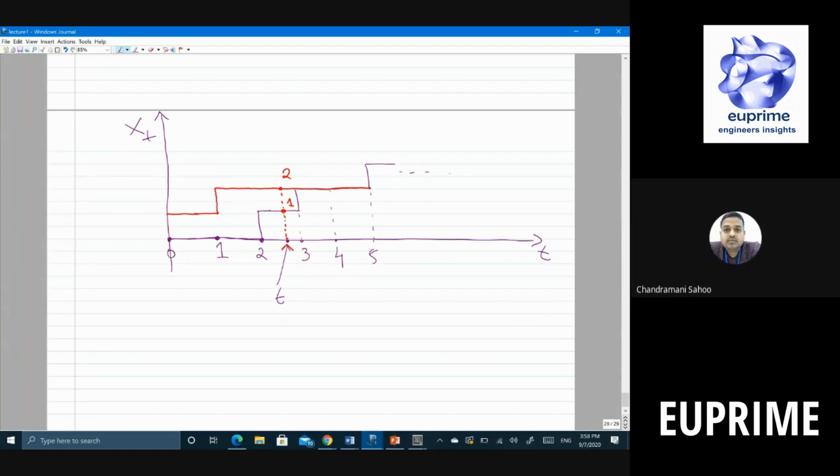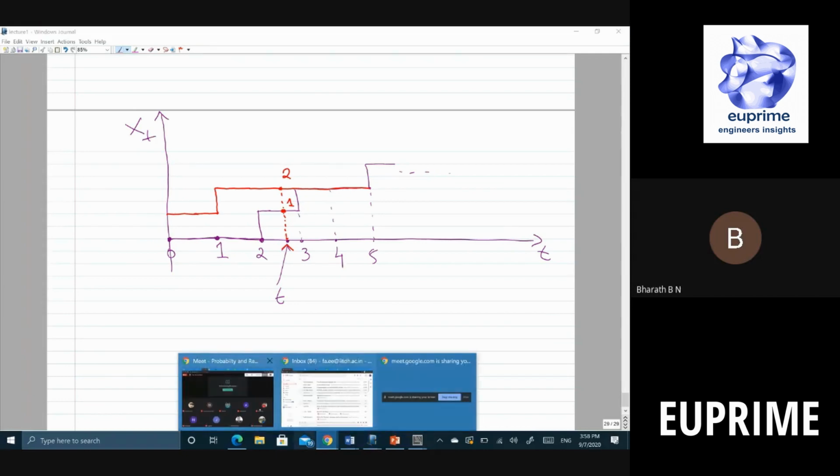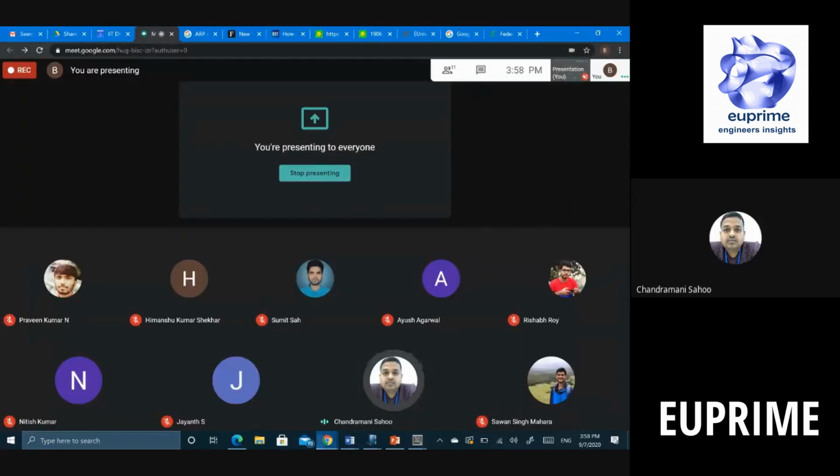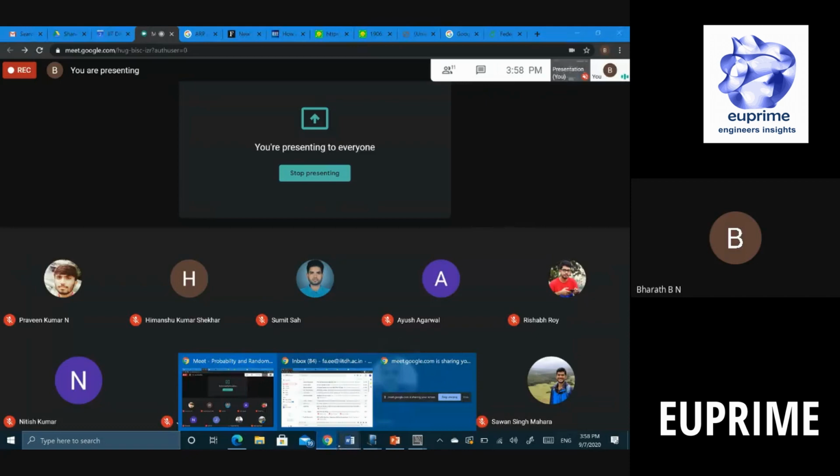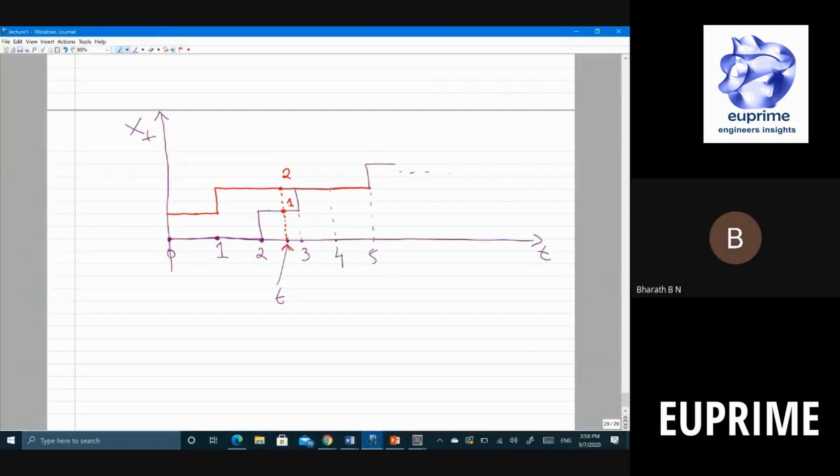Statistics. Maybe like statistics, well, what we are doing is basically statistics, right? Probability. Yeah, probability is nothing but statistics. We are looking at the randomness, right? So xt can take any value, right? So if t is somewhere between 2 and 3, it can take how many possible values?